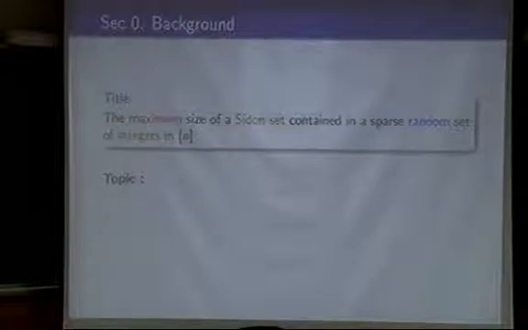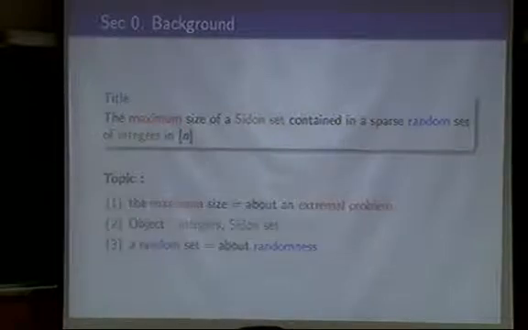So the title is The Maximum Size of a Sidon Set Contained in a Sparse Random Set of Integers in the N set. If you read this title, you can understand the topic. First, you can read the words "maximum size." This result is something about an extremal problem. And you can see a Sidon set and integers, which are the objects of this talk. And you can read the word "random set." So this result is something about randomness. Based on this order, let me explain the background first.